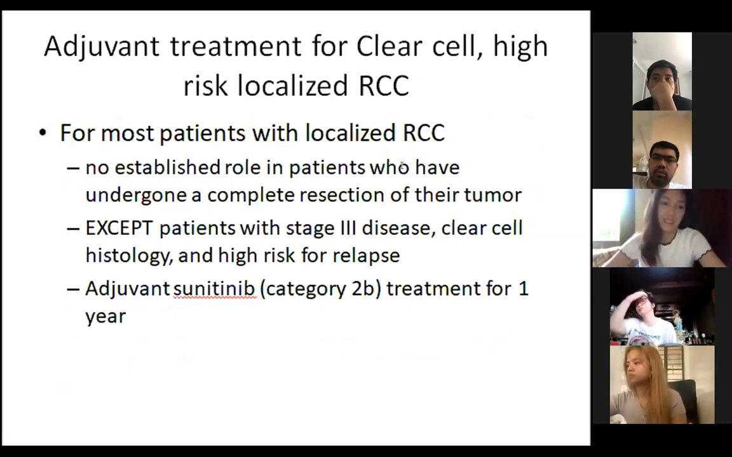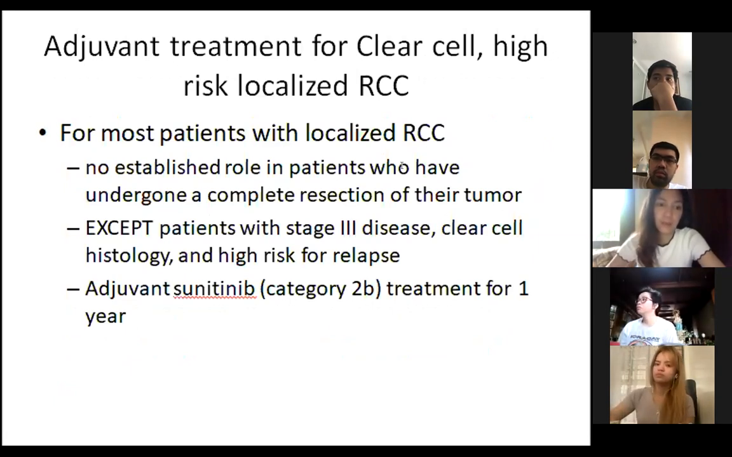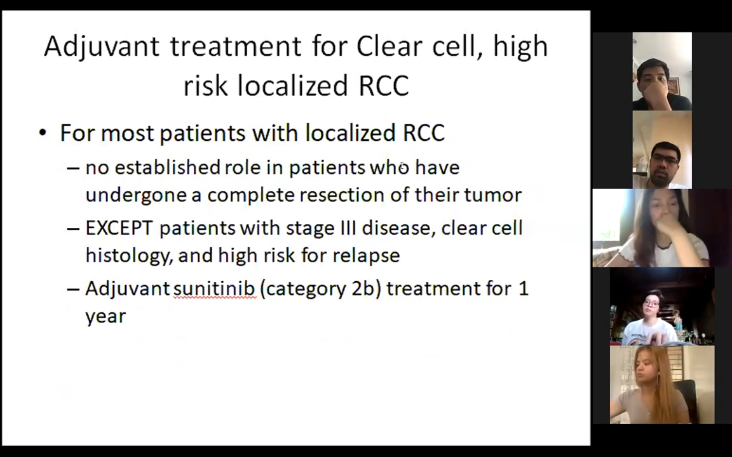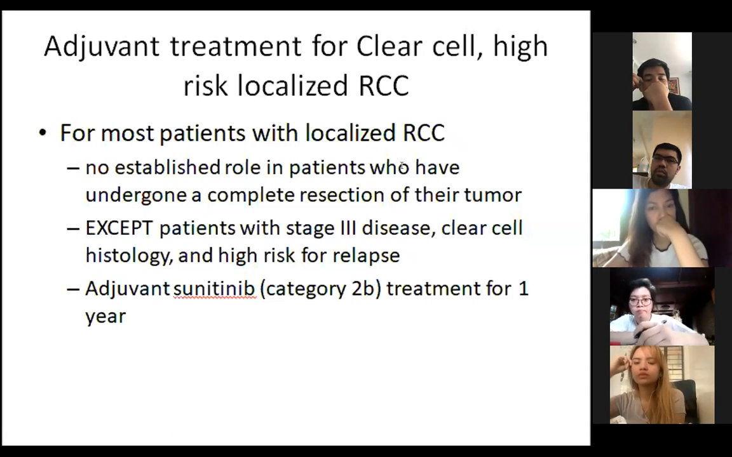So for most patients with localized RCC, na clear cell, high risk, there is no established role for adjuvant therapy in patients who have undergone a complete resection of their tumors, except patients with stage 3 disease, clear cell histology, and high risk for relapse. So usually, yung binibigyan nilang adjuvant therapy would be sunitinib for 1 year. So patients treated with sunitinib had a longer median disease-free survival compared to those with placebo.